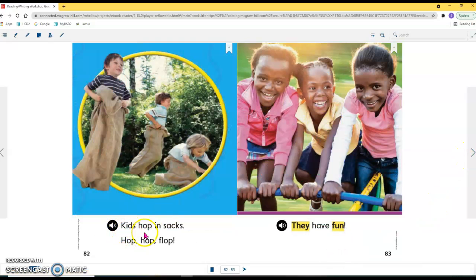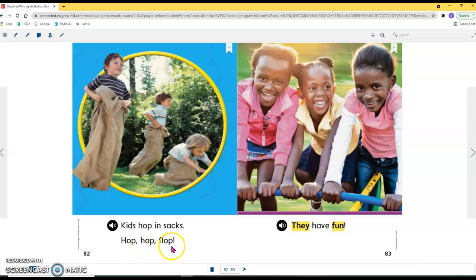My turn. Kids hop in sacks. Your turn. Think, read. Good. Kids hop in sacks. It's like potato sacks. My turn. Hop, hop, flop. Because you fell. Flop, flop. Your turn. Think, read.